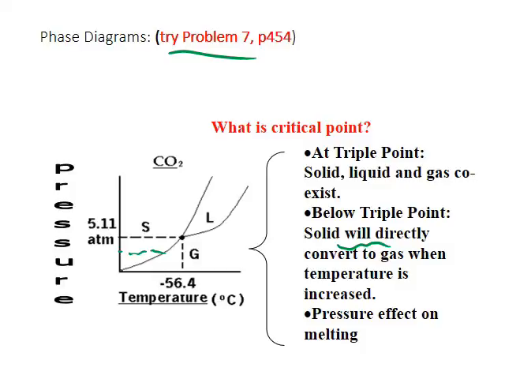And this line I'm showing you in green would show you pressure effect on melting. It can be tilted to the right or it can be tilted to the left, as in case of ice. When it is tilted to the right, in this case, in case of carbon dioxide, as pressure is increased, you can think about it. If I increase the pressure, look at what happens to the melting point. Melting point is also increased.